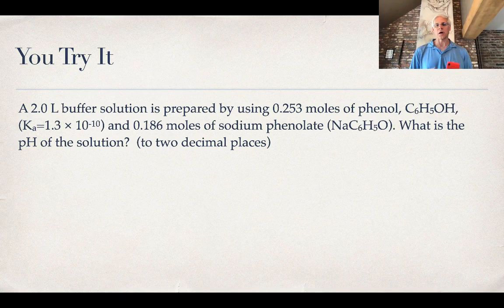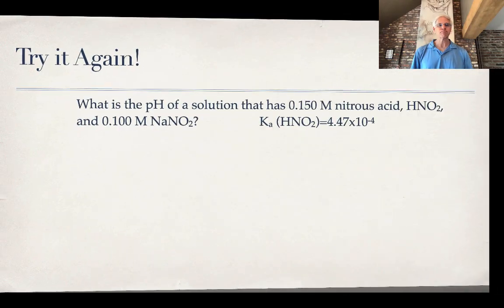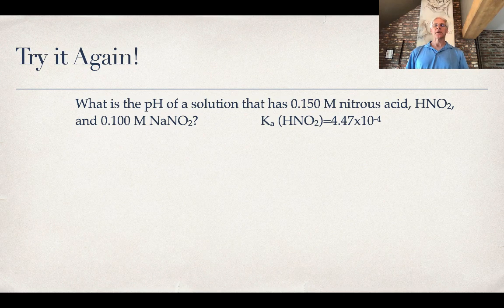So here's one for you to try. We have a Ka for phenol, and so that's going to be your acid. And then you've got sodium phenolate. That's going to be your conjugate base. And again, notice that it is a sodium salt. The sodium's going to just go away and float around in solution as a spectator. So go ahead and try that one. And here's another one for you to try with nitrous acid and the nitrite ion, NO2 minus.